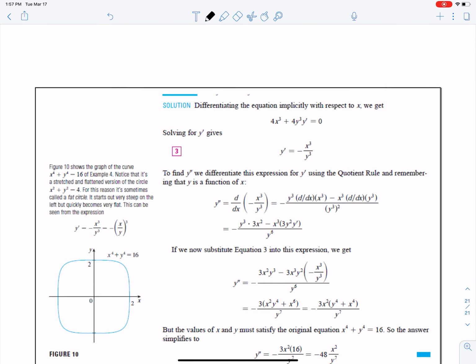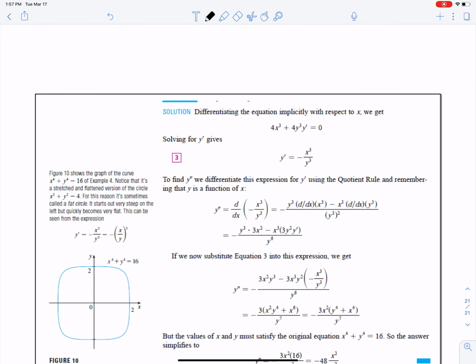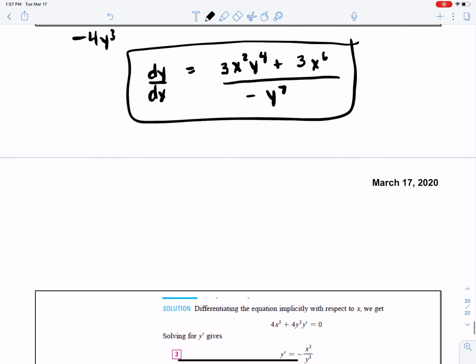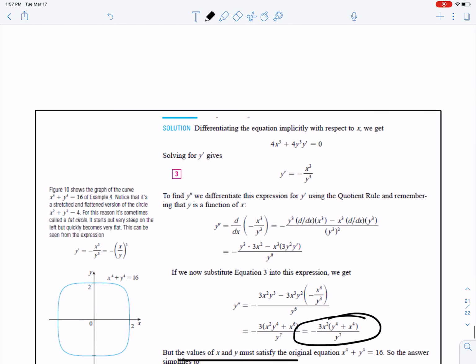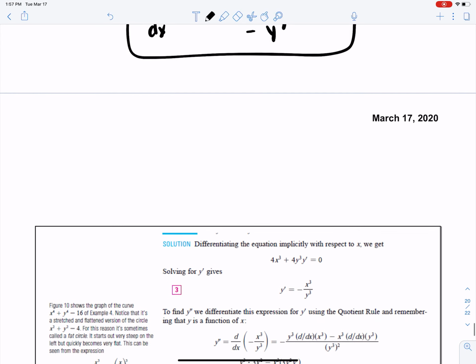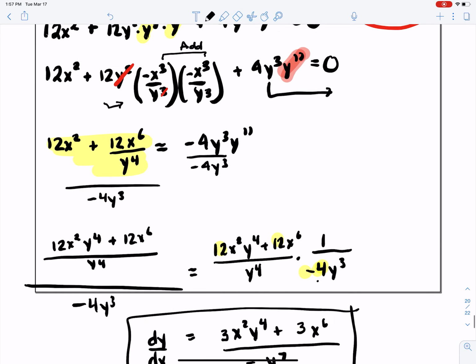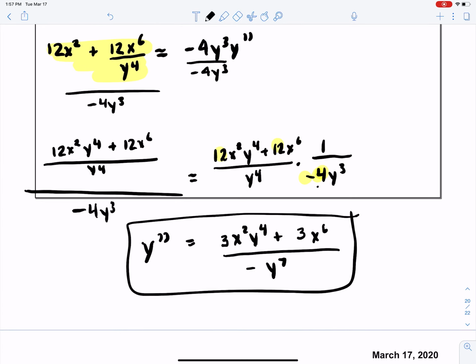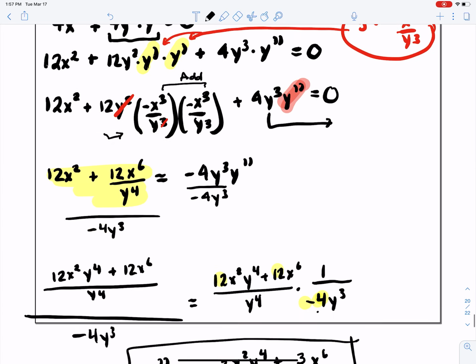And then you can notice that theirs looks a little bit different than ours, but if we were to factor an x squared out and a 3 out, we would get the exact same expression shown below. So that's the second, oh, whoops, and I shouldn't call this y prime because it's not. This should be called y double prime.